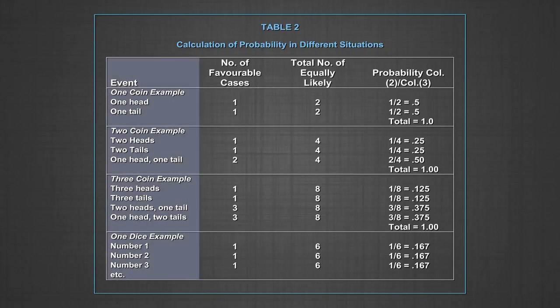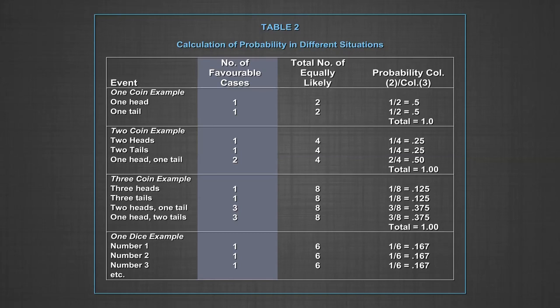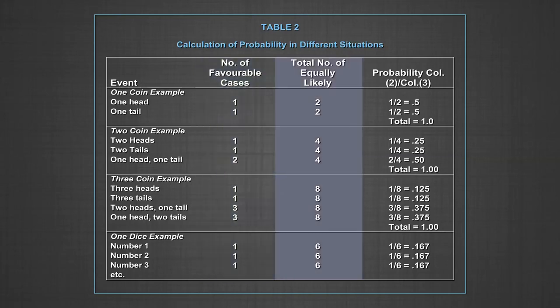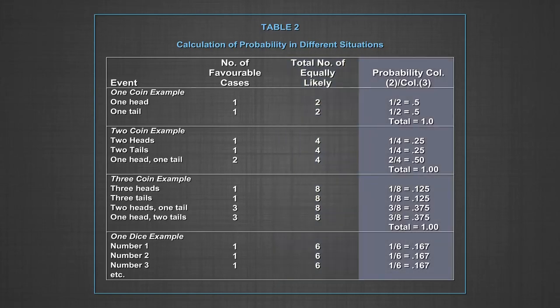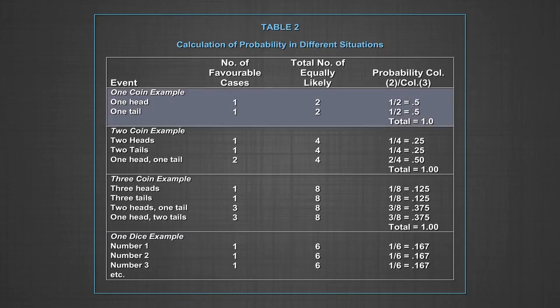Now we have the event, we have the number of favorable cases, we have the number of equally likely cases, and finally in the last column we have the probability, and this we give as column 2 upon column 3. Now the first thing that we have is the one coin example. One head gives me 1 upon 2, that's half, that's 0.5 probability. One tail gives me 0.5 or half as probability. The total by adding up these two, I get 1.